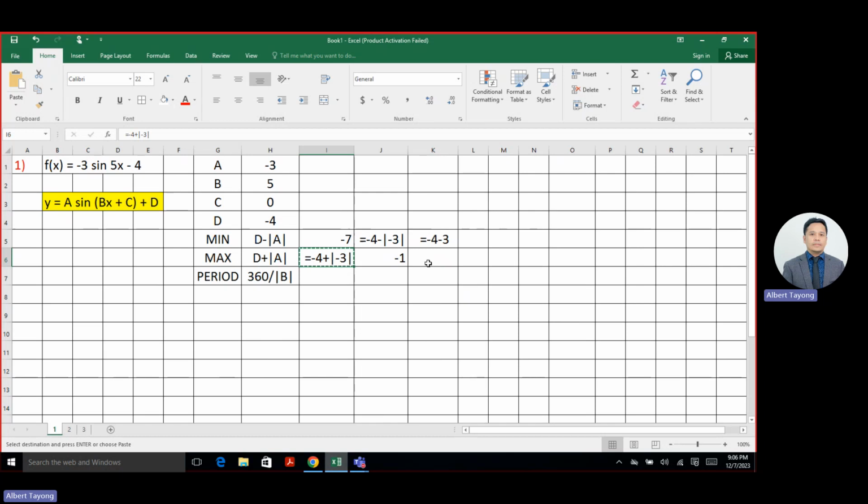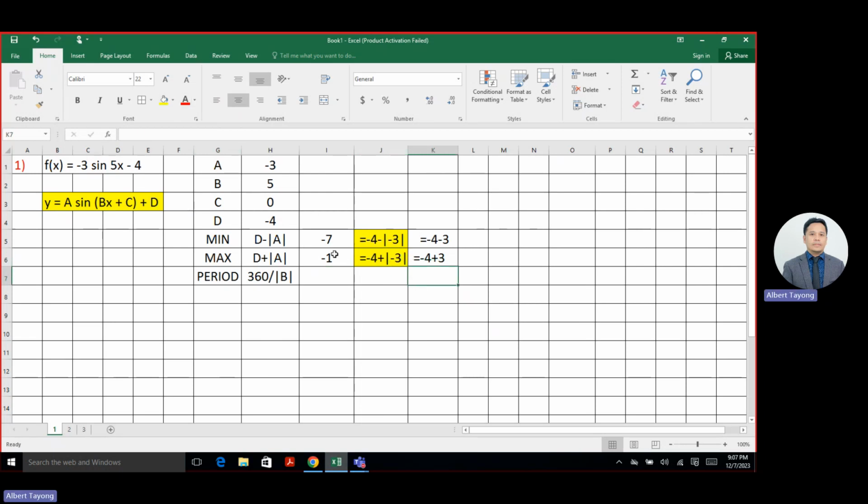So let me just put this one here so you can see what I did. This becomes -4 plus 3, because this will become positive. So that's why the answer is -1. So we have here our minimum, and this is our maximum. There's no need for you to do this. I'm just showing this for you to see what I'm doing to get -7 and -1.